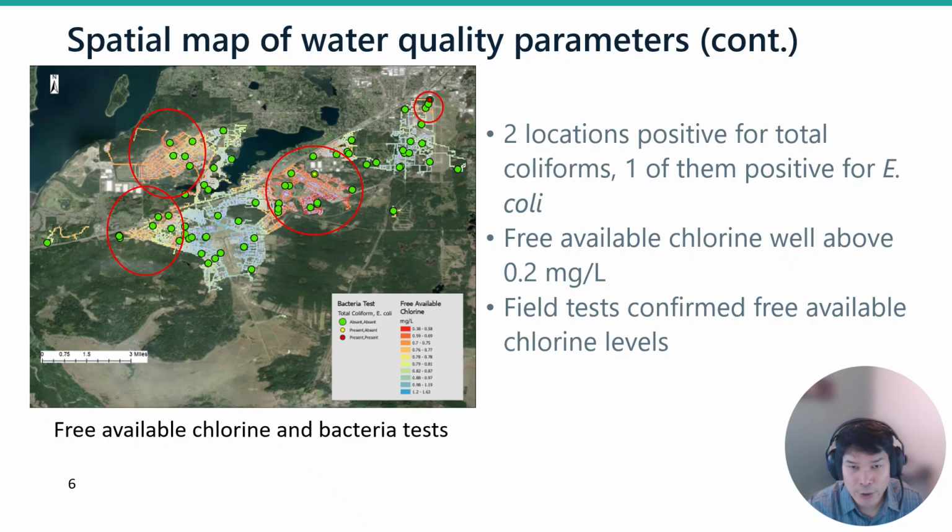You can see the green dot locations are negative for both total coliform and E. coli. Notably, there are locations positive for total coliform, with one of them positive for both total coliform and E. coli, like here and here. You can see that these locations are in a lower free available chlorine zone.